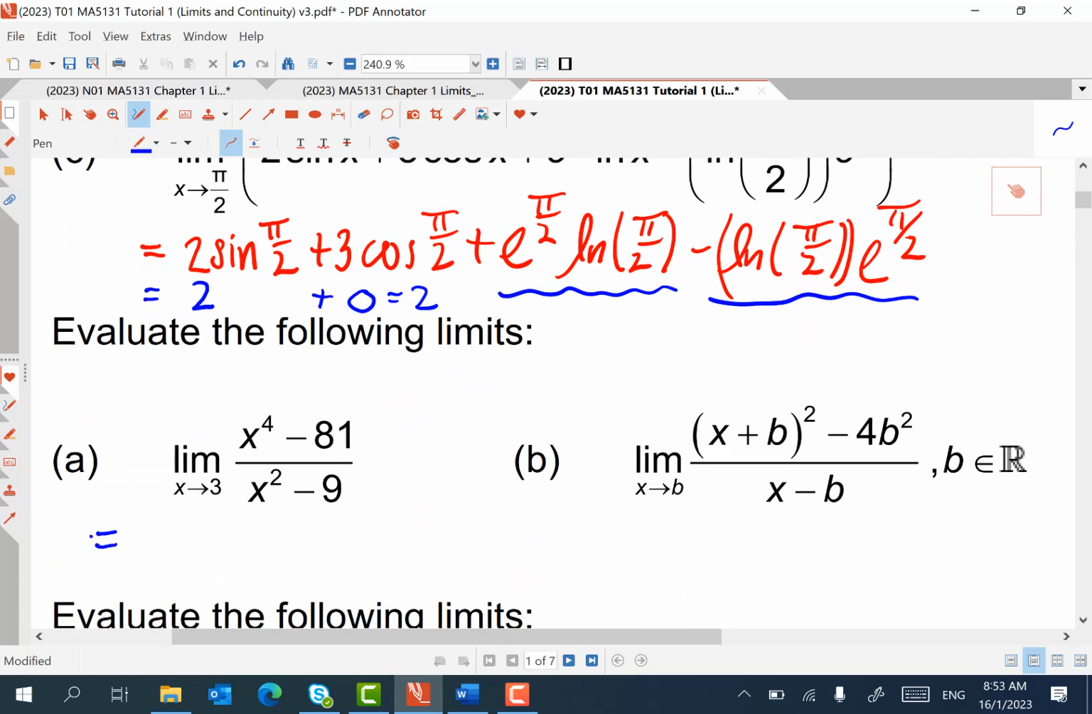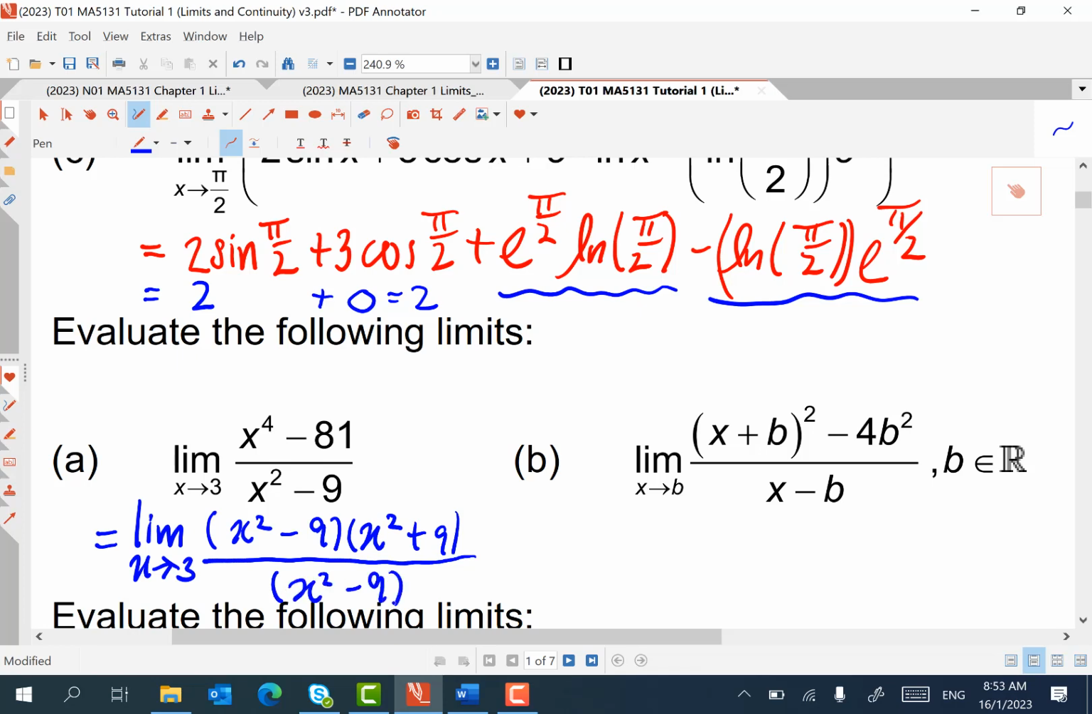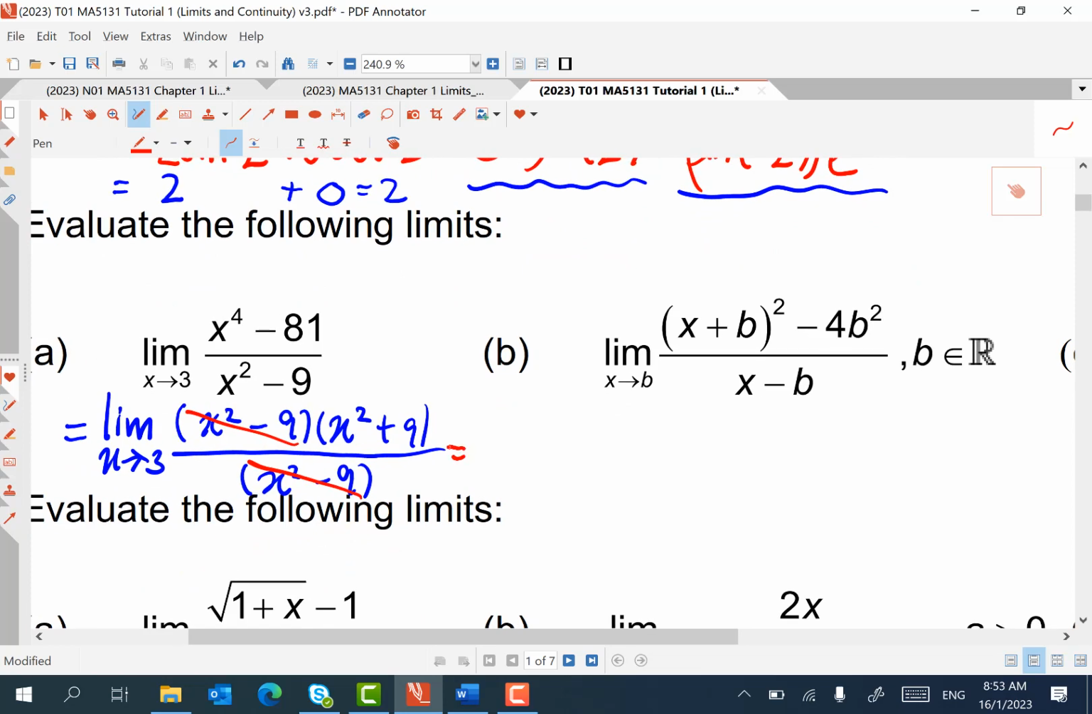For the next question, okay. For this question, if you try putting 3 to the numerator and 3 to the denominator, it won't work. You want to perform a factorization. And this gives you, upon cancellation, the limit.